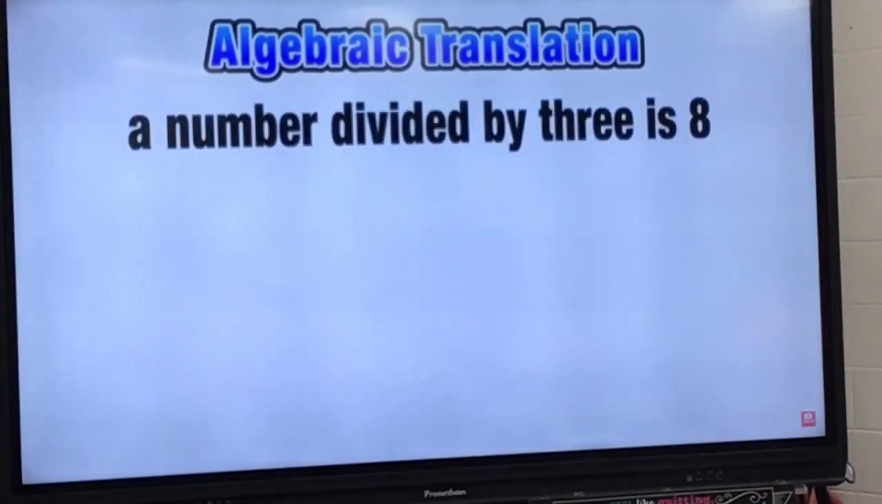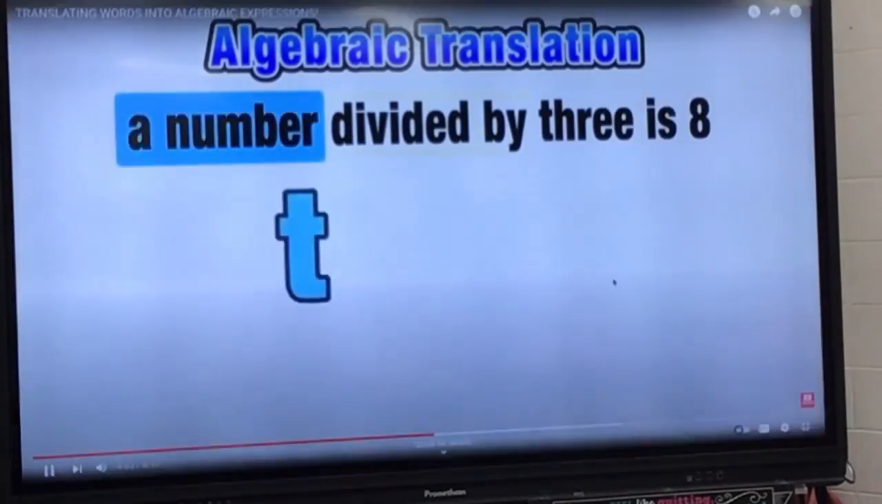And now let's look at a number divided by 3 is 8. So we have a number.